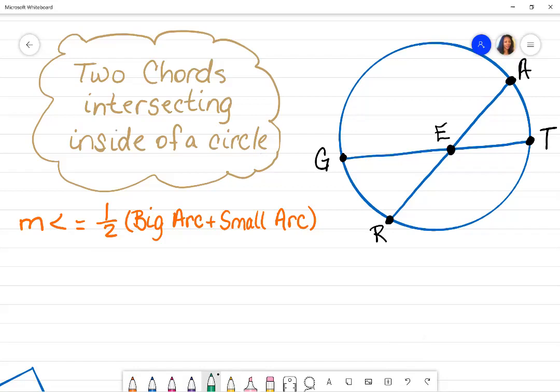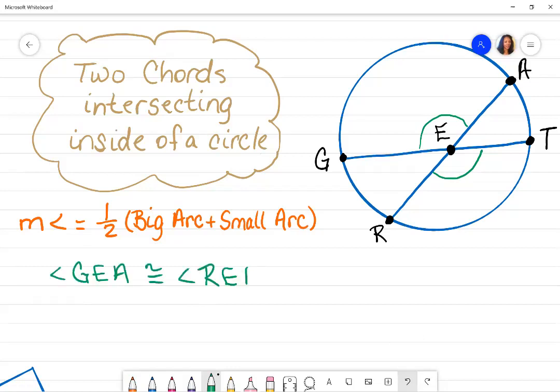If I'm looking for angle GEA, because I can't just say angle E, because again, I don't know which one I'm talking about, I see that I have a vertical angle, which is the angle that's directly across from it, that is going to be congruent to it. So I could write that if I wanted to as, angle GEA is going to be congruent to angle RET, if I were trying to write a congruent statement, but that's not what my focus is right now.